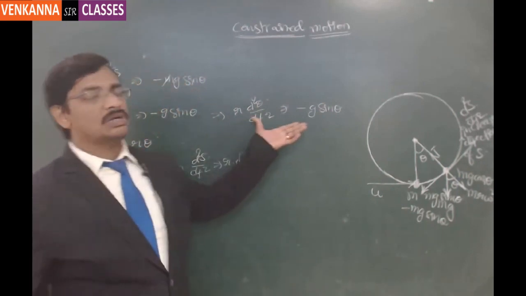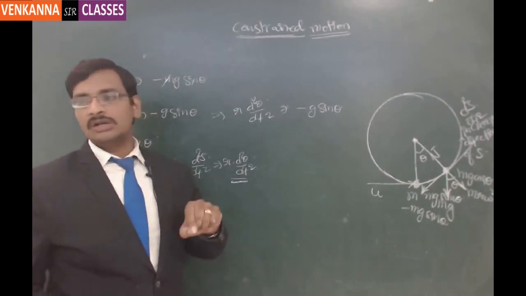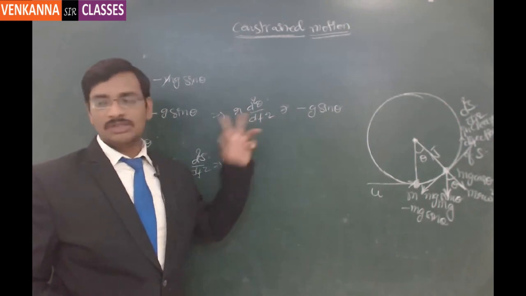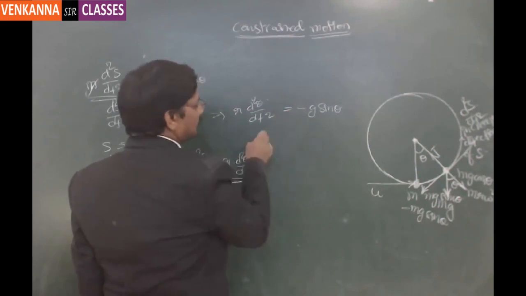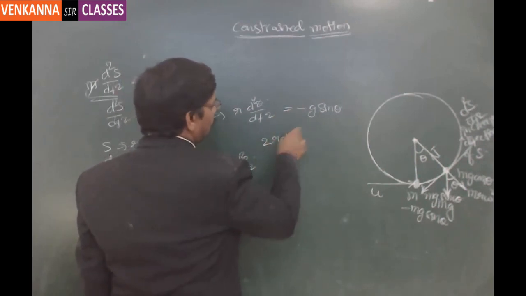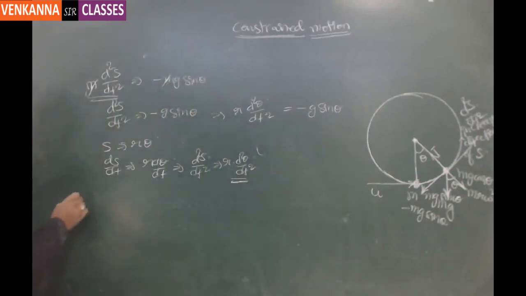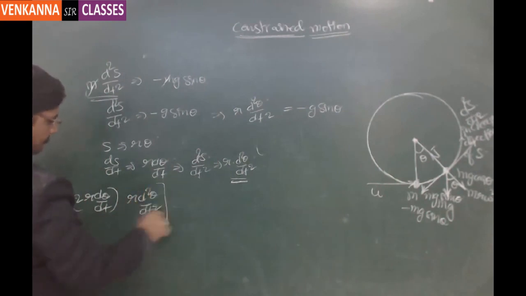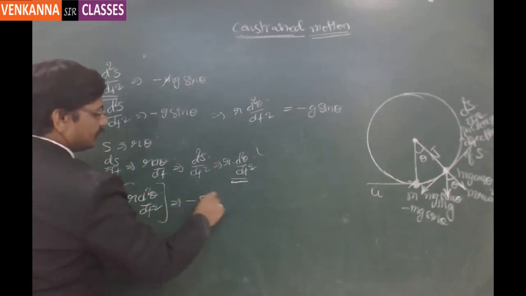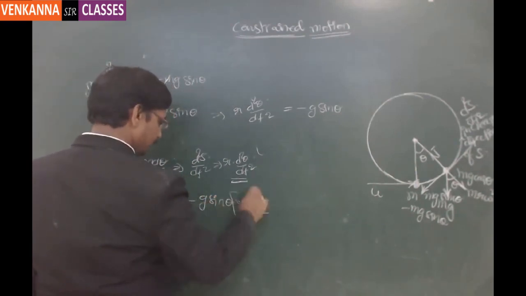Now we need to solve this differential equation the way we have done in case of simple harmonic motion, where the second order differential equation is solved. Exactly the same methodology we are going to adapt here. So I will multiply this equation with 2 times r d theta/dt on either side. 2 times r d theta/dt multiplied by r into d²theta/dt² is equal to minus g sin theta into 2 times r d theta/dt.